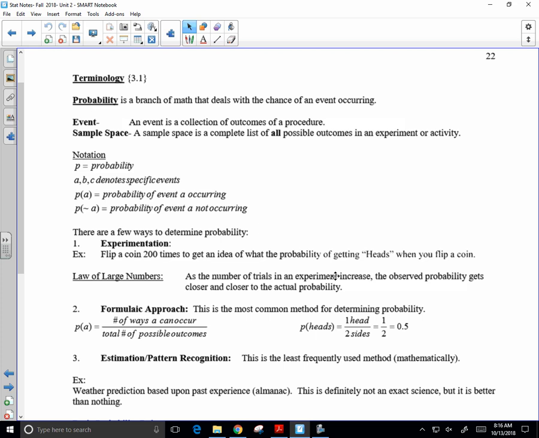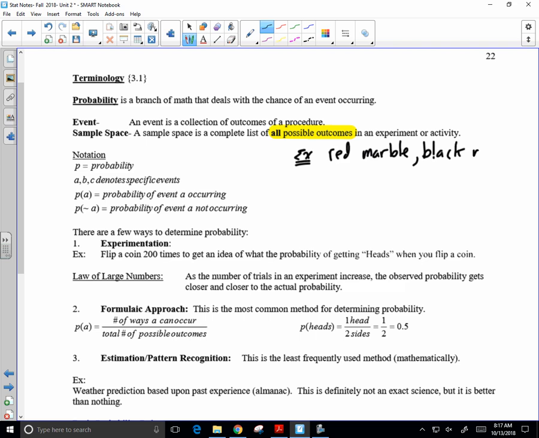Folks in the past have had a little bit of difficulty distinguishing between events and sample spaces. The key for the sample space is that it's all possible outcomes in an experiment or an activity. So I'll just throw in a small example here, very minor. You have a red marble and a black marble in a bag. So it's just two marbles, that's it. All right, so very straightforward.